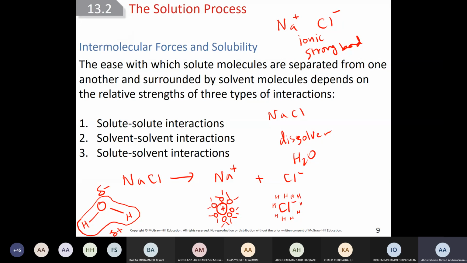Now, why does NaCl dissolve in water? Because these bonds, even though these are weak bonds, and these bonds must be greater than what? The ionic bond. Clear? Okay, let me ask you a very simple question. If you put calcium carbonate in water, it does not dissolve.